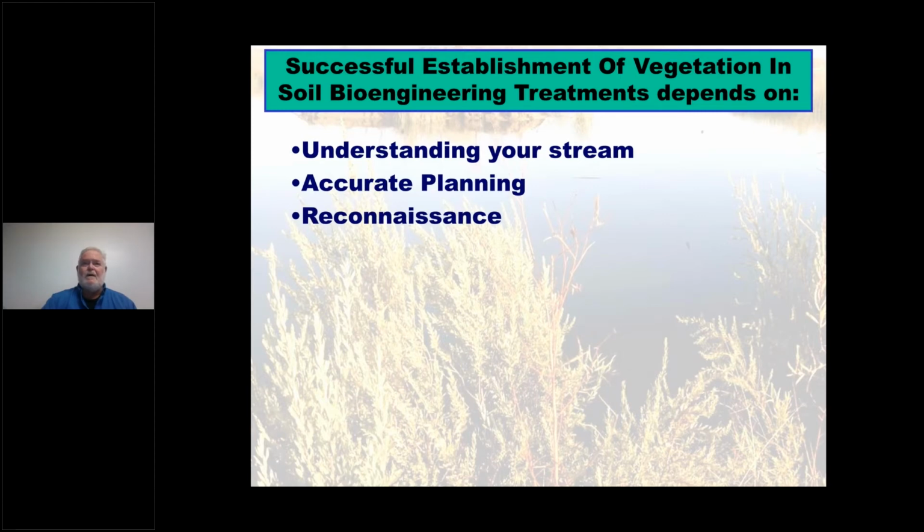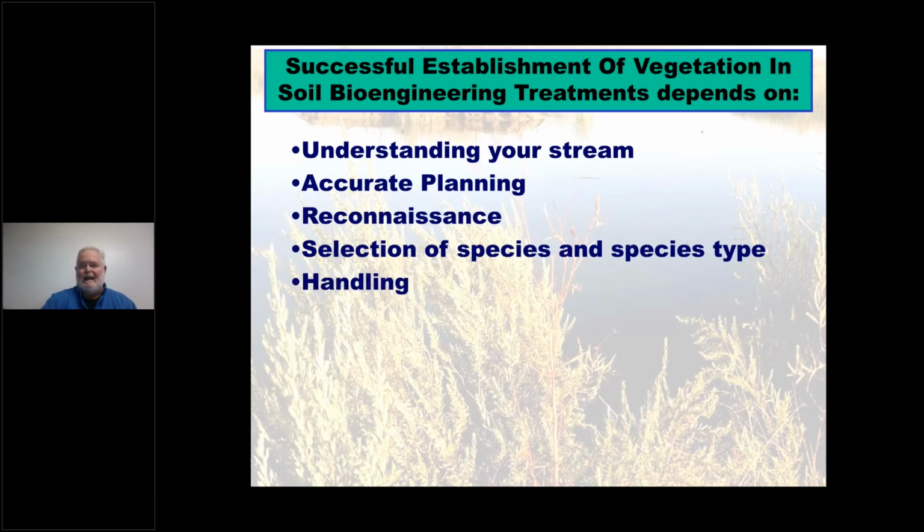Reconnaissance: get out of your office and get out in the field and walk around on the area that you're going to work on, because the more you see it, the better you'll understand it than just sitting at your desk. You want to make sure that you select the appropriate species and the species type, and we'll talk more about that. Handling: when you're working in the stream and you're trying to plant things, remember that the plants are alive until you get your grubby hands on them, and then they die. So we're going to talk about how to handle them to keep them alive.